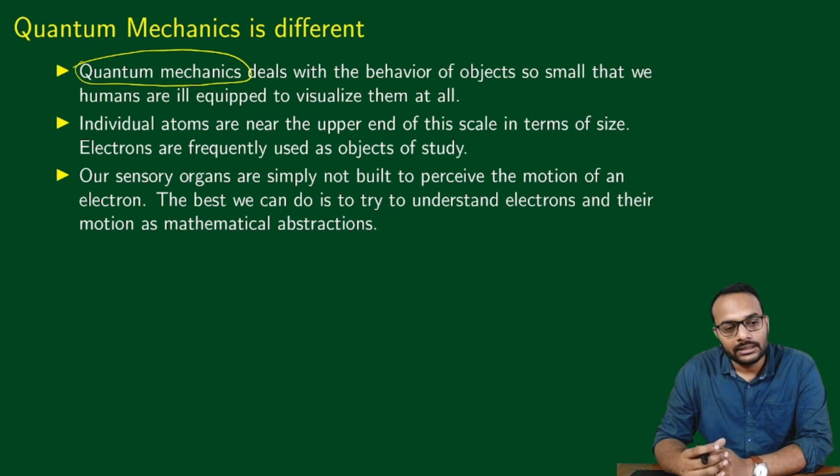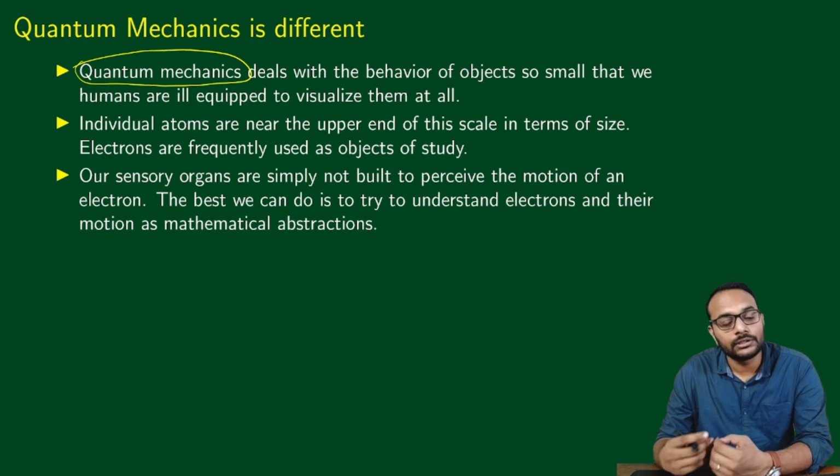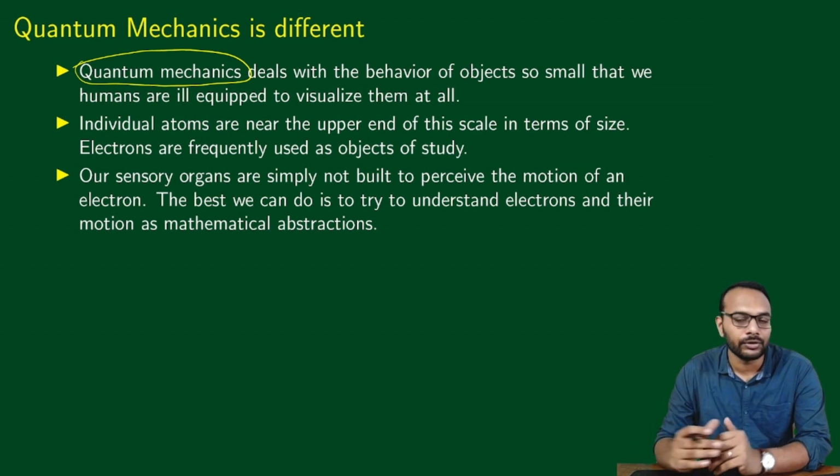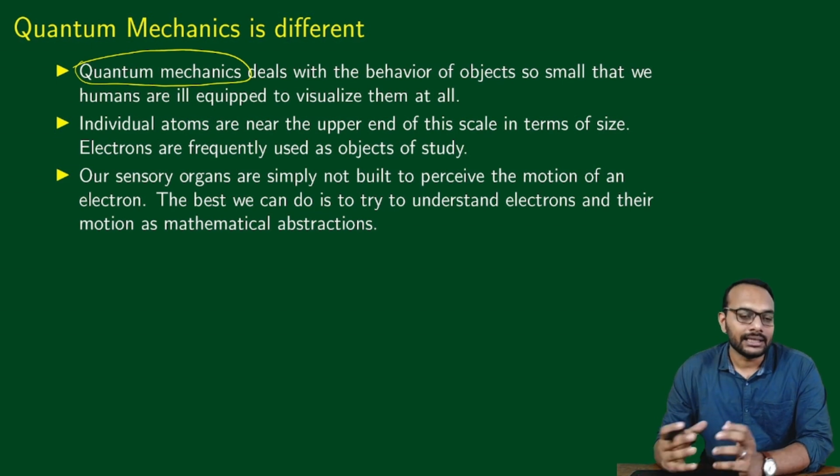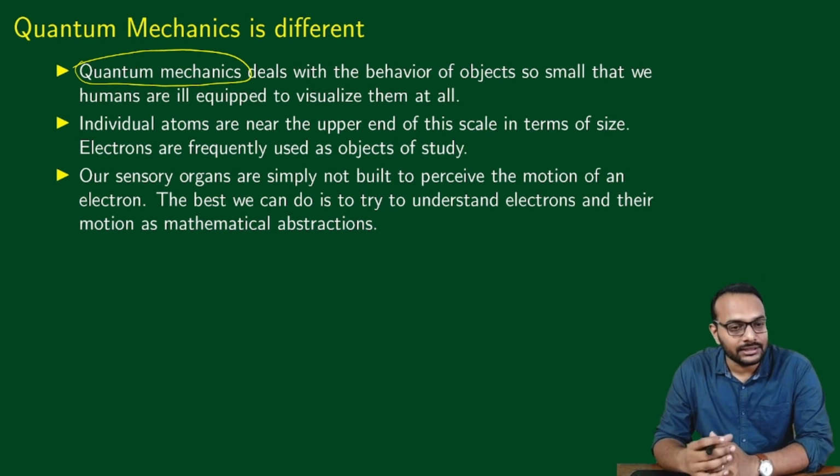For example, electrons are so small that it's not possible to have any visualization at all. Our visualizations are according to classical logic, but when things get really small, these visualizations do not work.